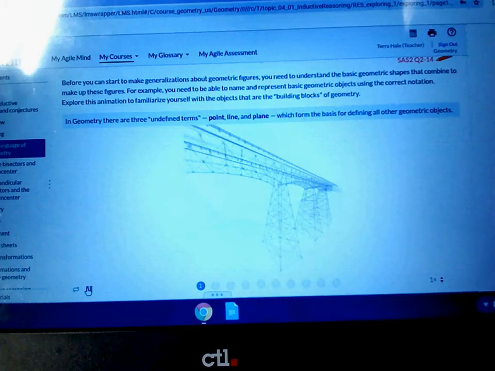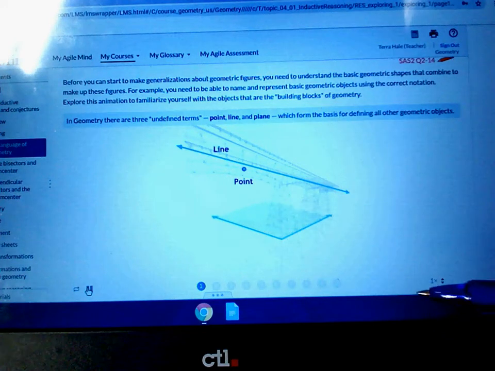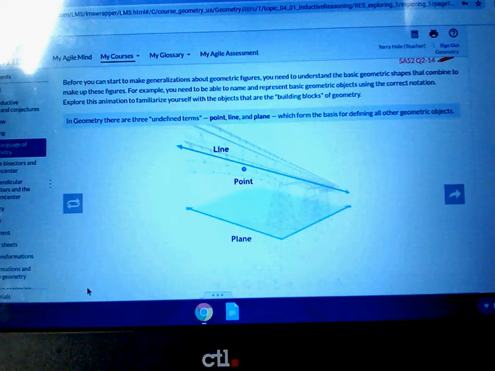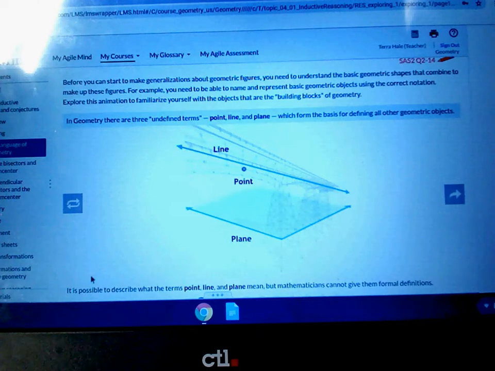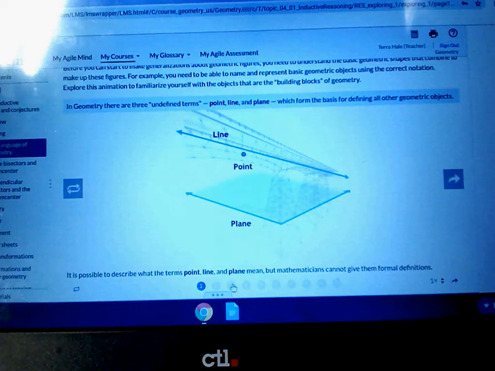Okay, so we can see in this animation that we have a point, we have a line, and then we have what's called a plane, not an airplane, a plane in geometry. And so it's telling us here it is possible that we can describe these things, but mathematicians just aren't able to give them a formal definition. So that's why we call them undefined terms.